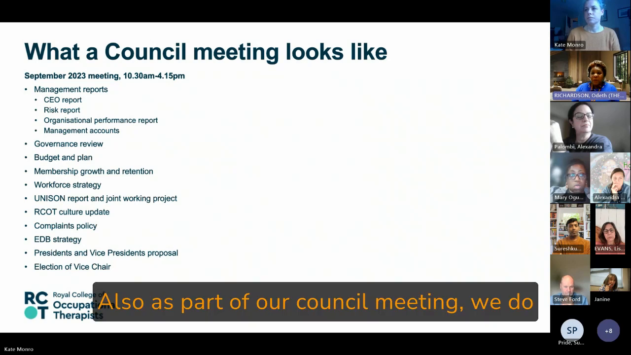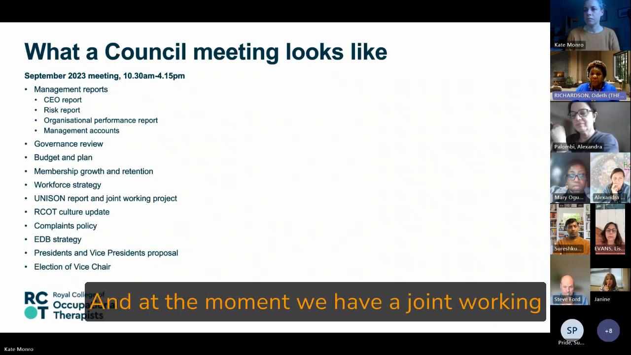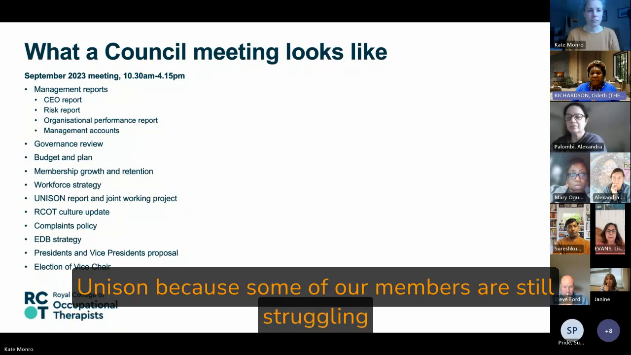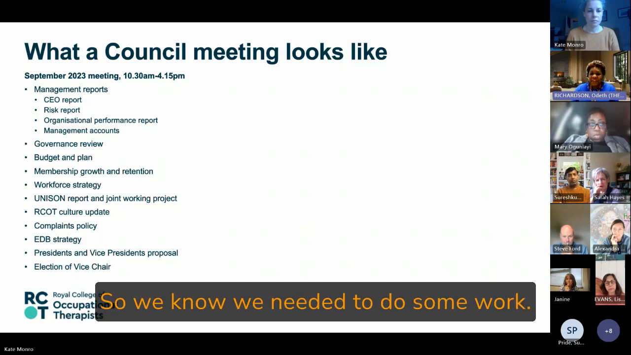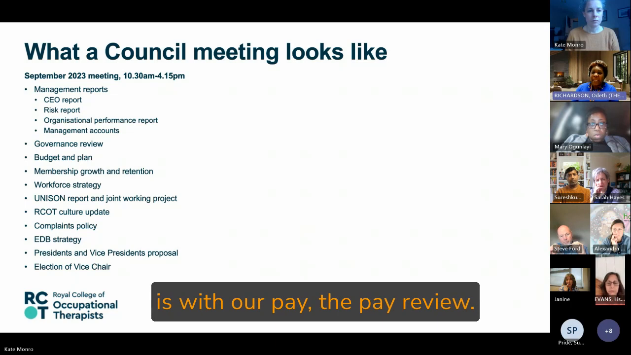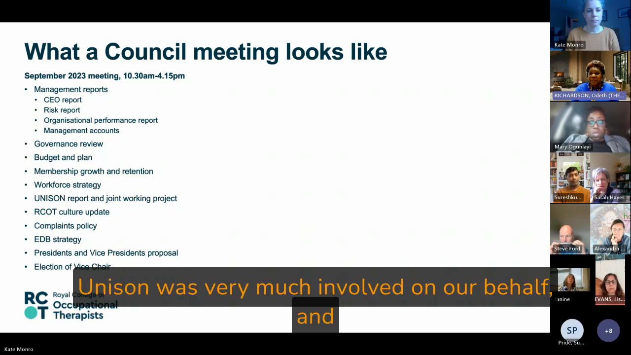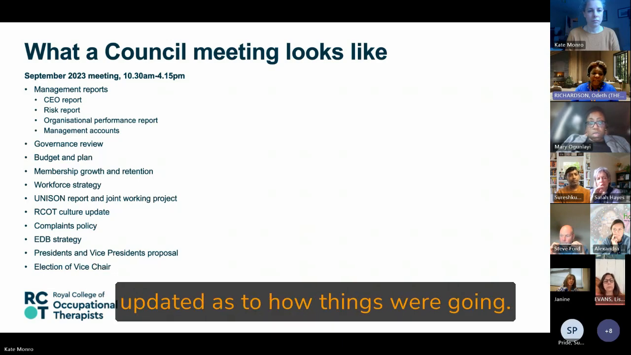Also, as part of our council meeting, we do have a section where Unison will report back. And at the moment, we have a joint working project where we're trying to work quite closely with Unison, because some of our members are still struggling with the relationship that we have with Unison. So we knew we needed to do some work. But also, one of the recent examples is with our pay review, and all the strikes that happened last year, Unison was very much involved on our behalf. And so they were attending our meetings and keeping us updated as to how things were going.